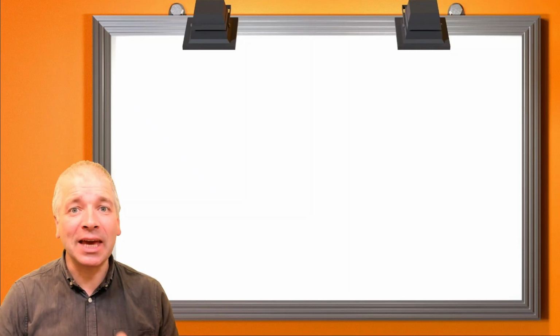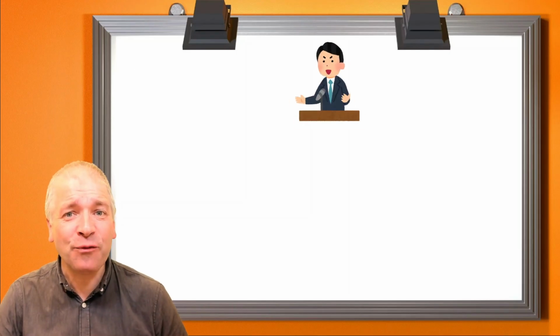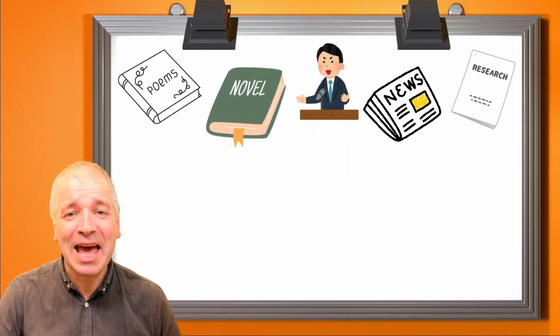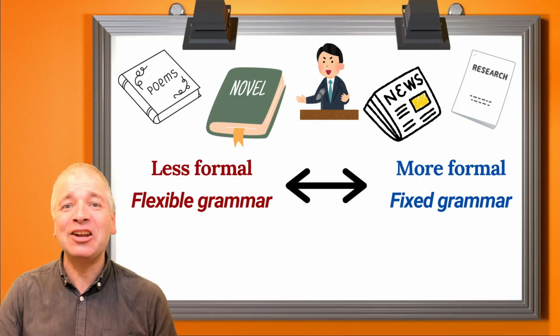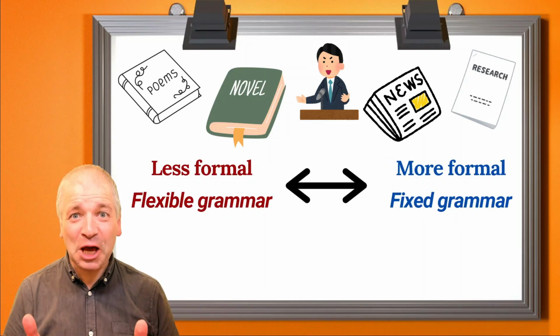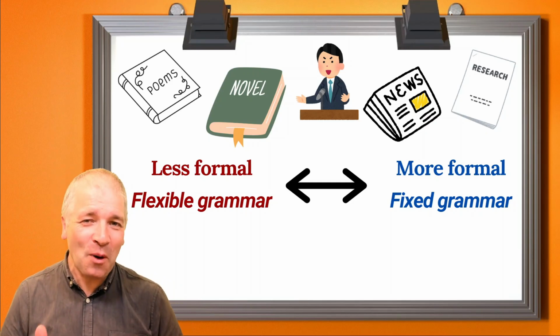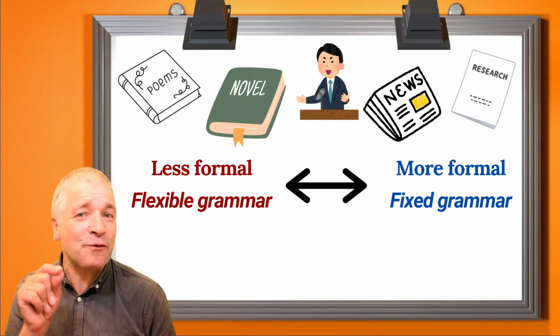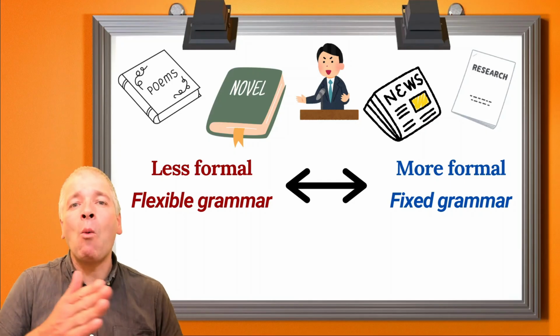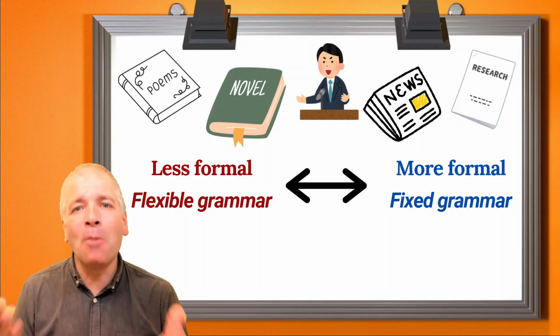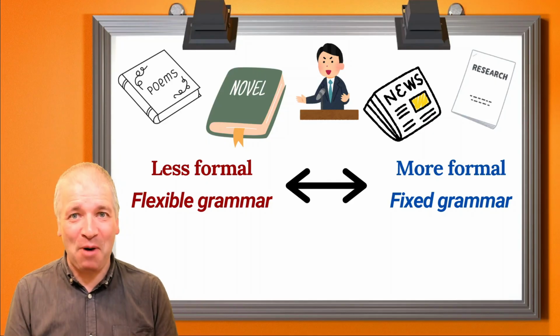Well, before you begin, you need to remember that different types of long English texts require advanced English in different ways. In this video, I'm going to go through all of the texts you can see here, starting with the ones that are less formal and which have flexible grammar, working our way up to the texts which are more formal, with more fixed grammar. So let's start with poetry.